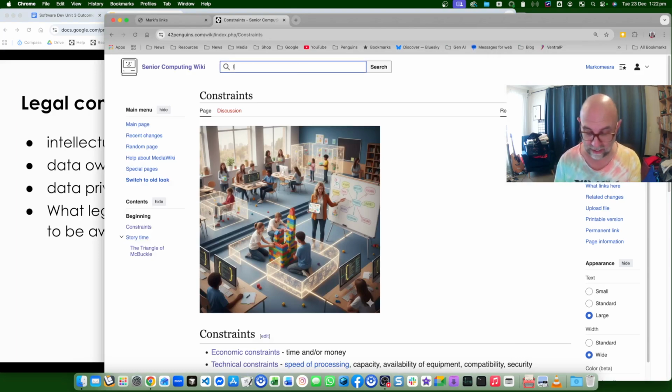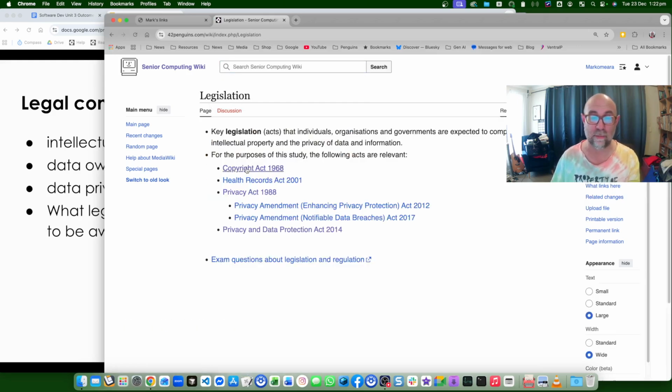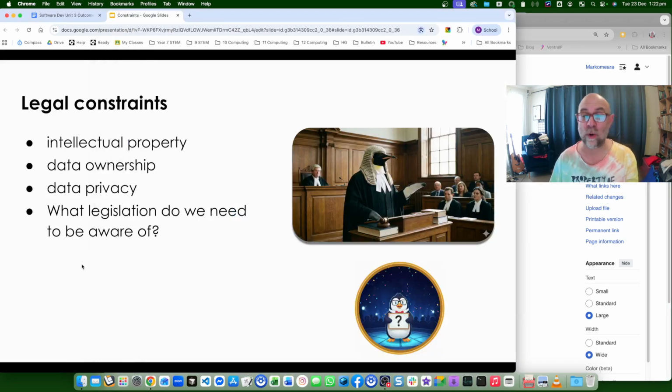If we go over to the wiki and look at legislation, there we go. And in actual fact, we have the Copyright Act, the Privacy Act, the Privacy and Data Protection Act. We also have a couple of amendments to the Privacy Act in 2012 and 2017, and the Health Records Act. So all of those are things that you would need to be aware of in terms of your legal constraints.